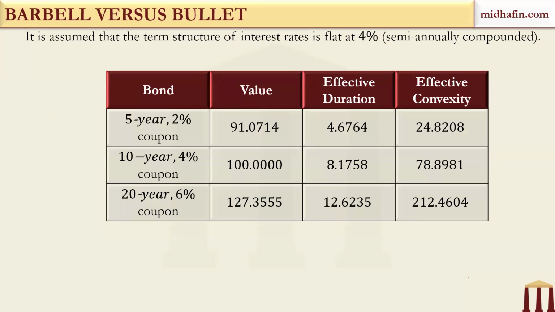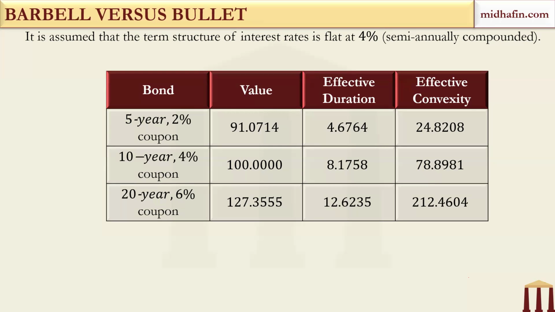In order to show the benefit, there is an example that you can see where I have 3 bonds. Let's say the plan is to invest for 10 years. So there are 2 alternatives. First alternative is that you invest directly in a 10-year 4% coupon bond. Its price is currently 100. Its duration is 8.1758 and its convexity is 78.8981. Okay, you can invest in this one.